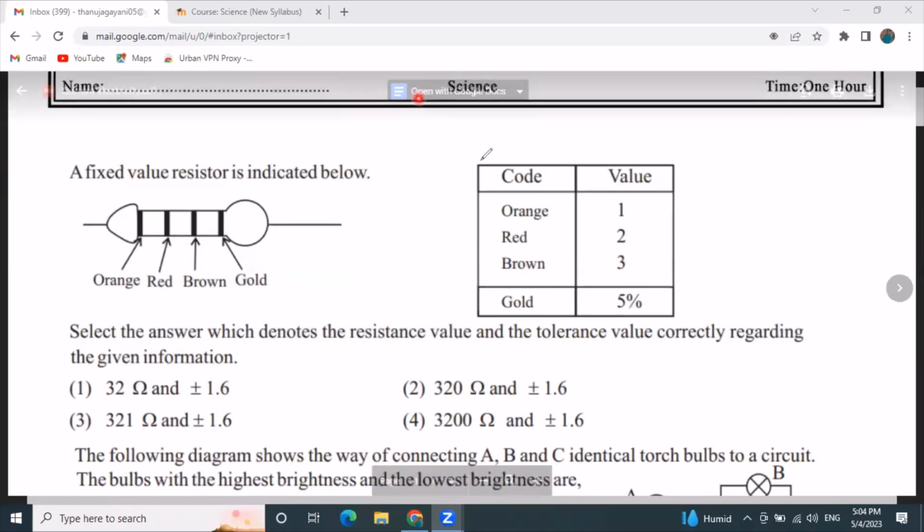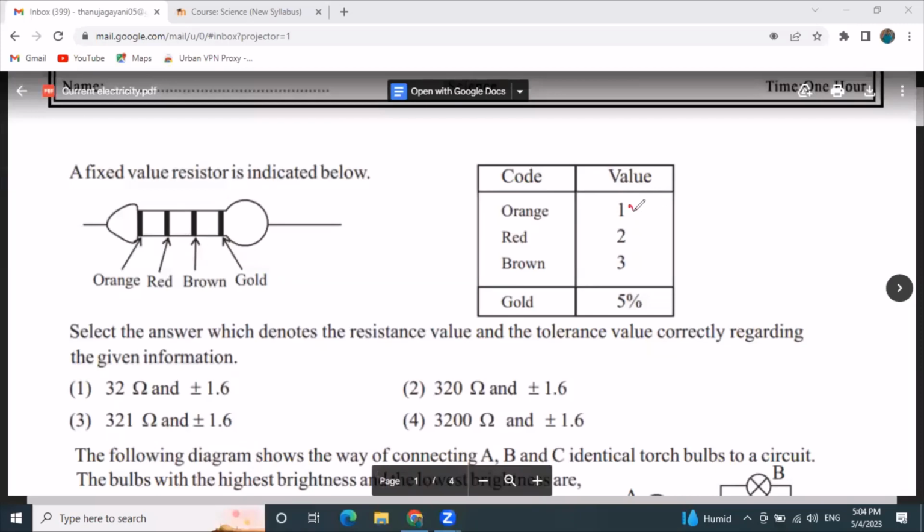We have to correct orange as 3 and red is 2. It's okay. It's not brown, it's black. And the value of black is 0.